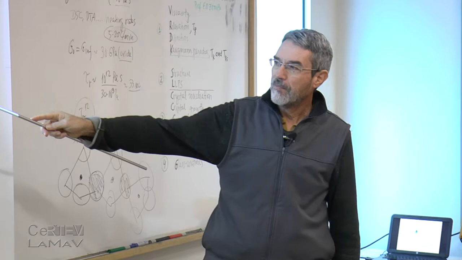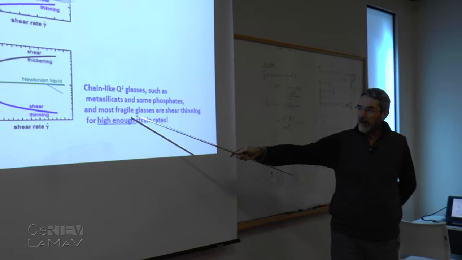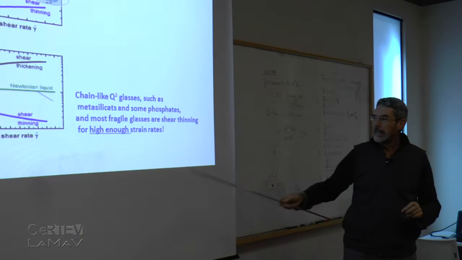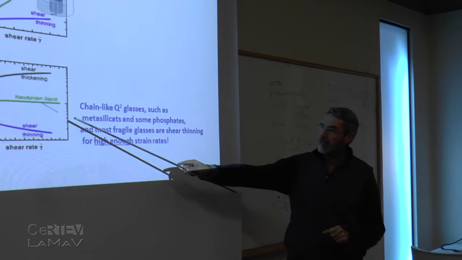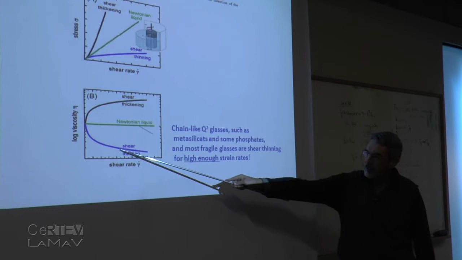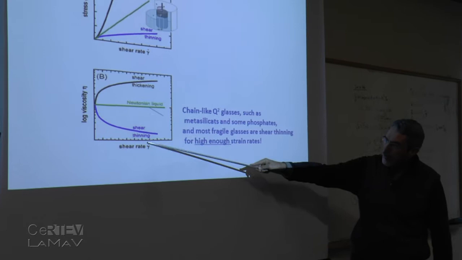And also, most of the fragile glasses, I'm going to talk in a minute about fragile glasses, are a little bit shear thinning for high enough strain rates. That's what I told you here. They are either shear thinning from the beginning, or they are Newtonian, and after some critical threshold stress, they become shear thinning.